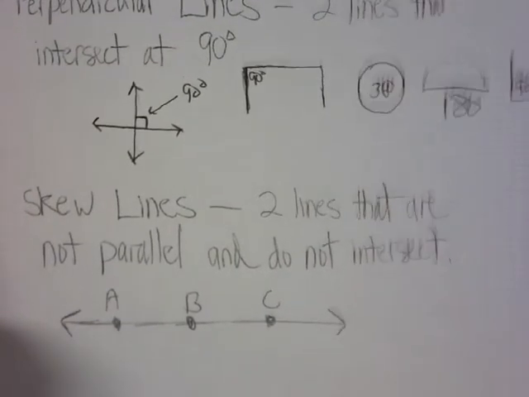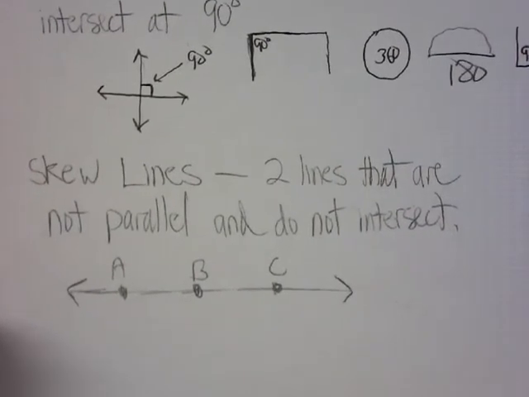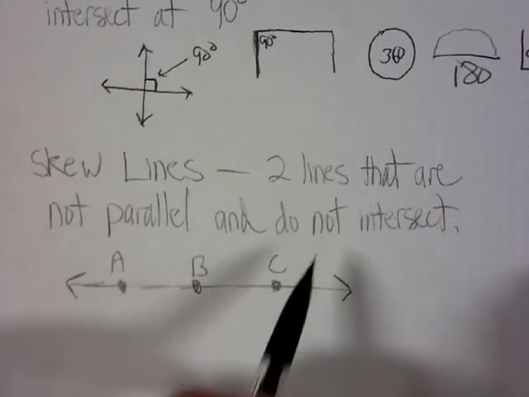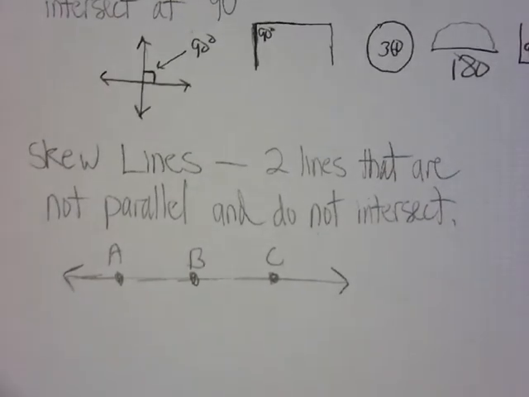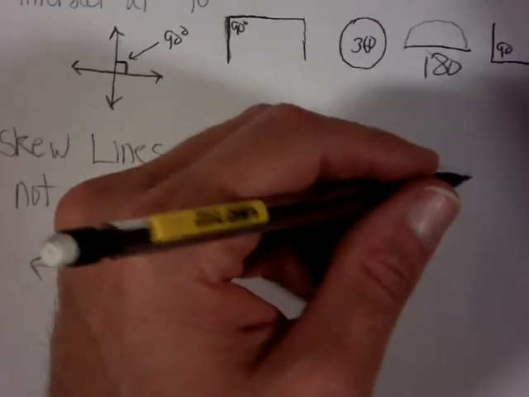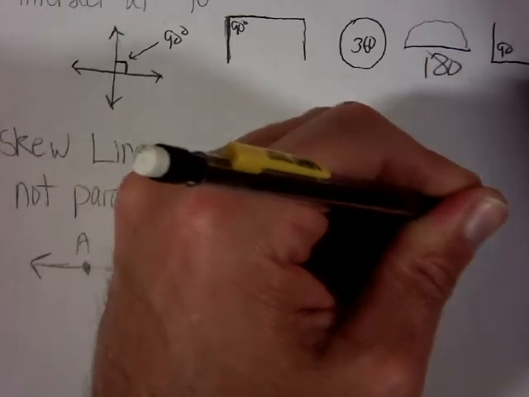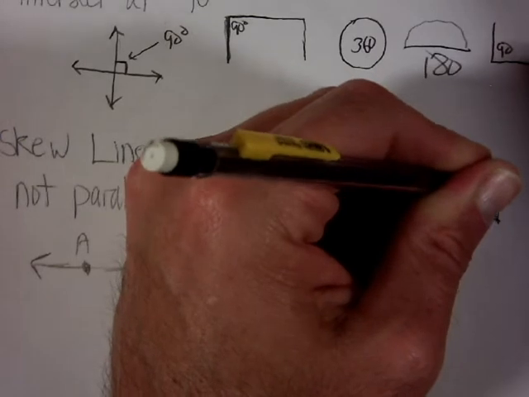Now, the third type of lines, some people may not have heard of as much, and those are called skew lines. Skew lines are lines that are not parallel and do not intersect. Okay, so what does that mean? They're not parallel and they do not intersect. So the best way to kind of illustrate skew lines would be with a box. So if I draw a box real quick. Because to get skew, you need a 3D effect.